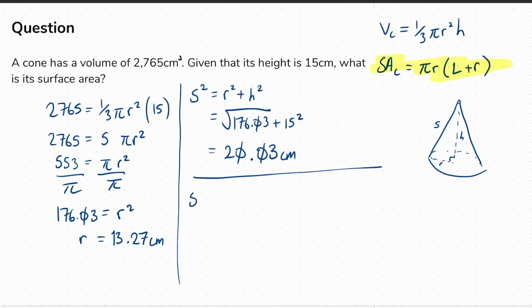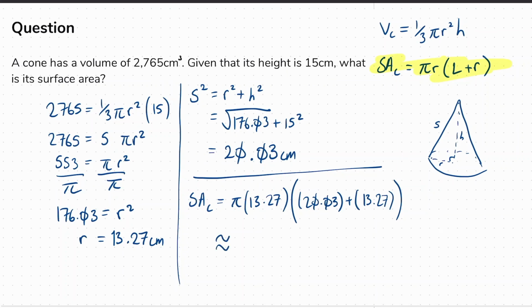So the surface area of this cone, pi r is 13.27 times L, which is 20.03 approximately. R is approximately 13.27. Putting this into our calculator will give you approximately 1,388 centimeters squared surface area.